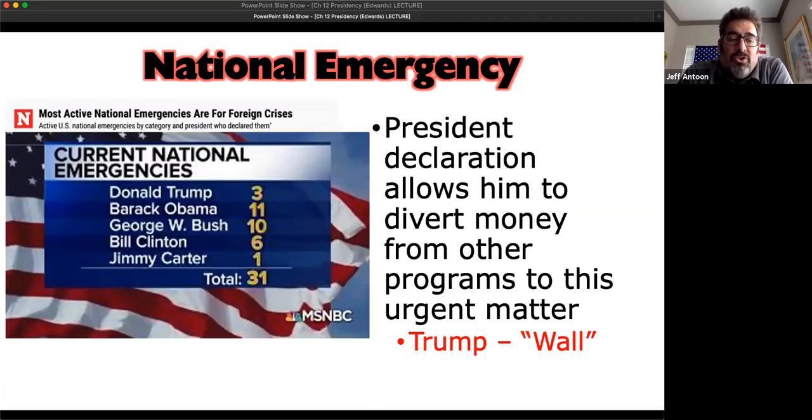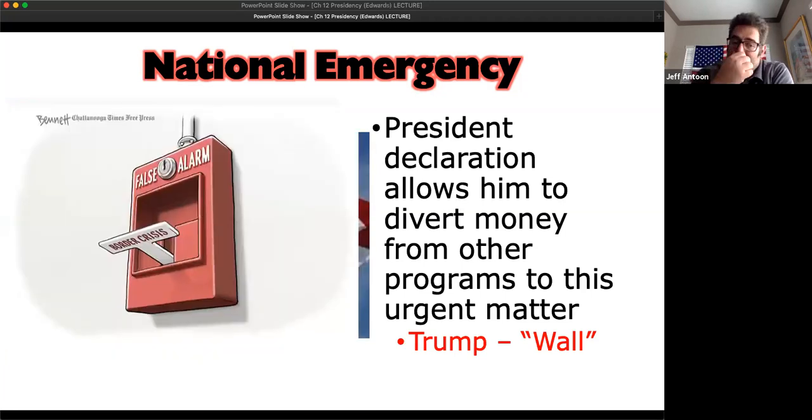You can see the current national emergencies that are still going on that haven't been declared not emergencies anymore. So the question is, if Trump calls the border crisis, which really is not a crisis according to most, what's going to happen to the next president? If the next president says climate control, national emergency. If the next president says DACA, national emergency. It just waters down this idea of what emergency actually is.